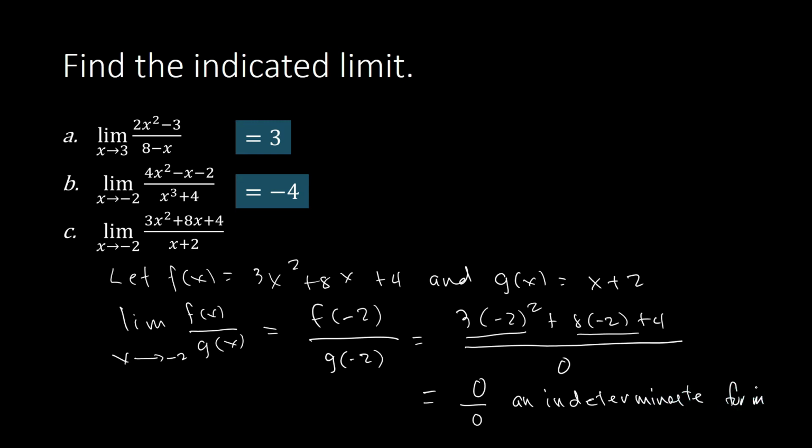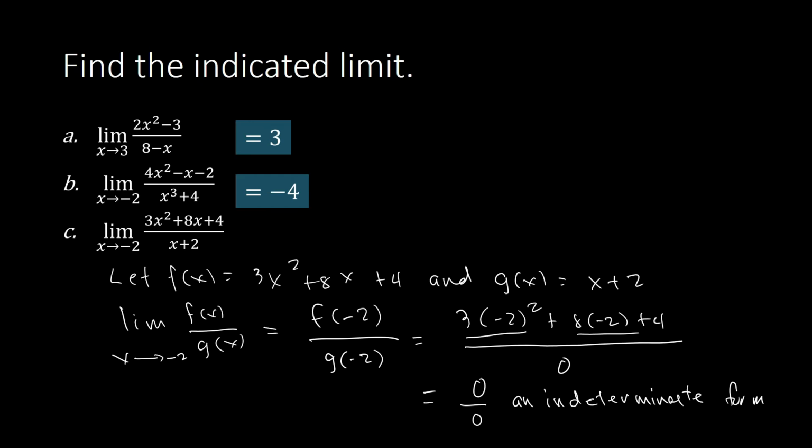So this is an indeterminate form. Do not rush into conclusion that this is equal to 0. Do not rush into conclusion that this is equal to 1. So indeterminate, what that means is you cannot yet tell the limit of this function as x approaches negative 2.